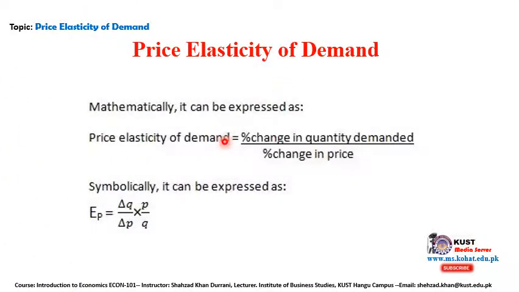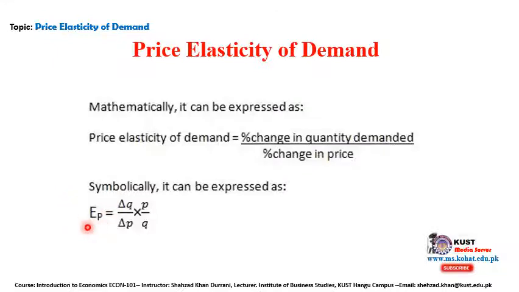So the mathematical representation of the price elasticity of demand is the change in quantity demanded in percentage divided by the change in price. How much change occurs in the price, how much change occurs in demand, and given in percentage, right? So symbolically it can be represented as EP, which represents price elasticity of demand.